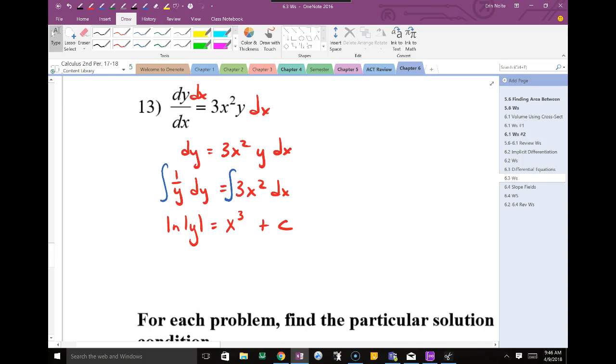On this one, how do you get rid of a natural log? To get rid of an e, we take a natural log. But to get rid of a natural log, we're going to do an e to the. It's actually an exponential one to make this work. So you do e to the. And that will cancel straight out because e to the natural log of y is just y. And then we have e to the x to the third plus c.